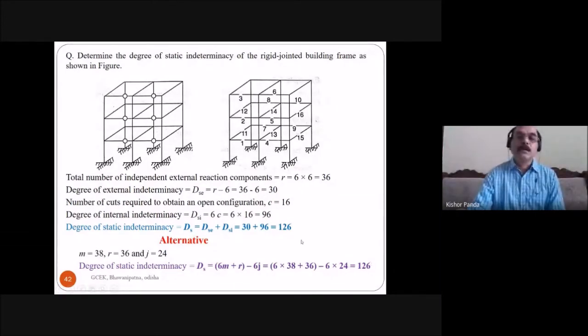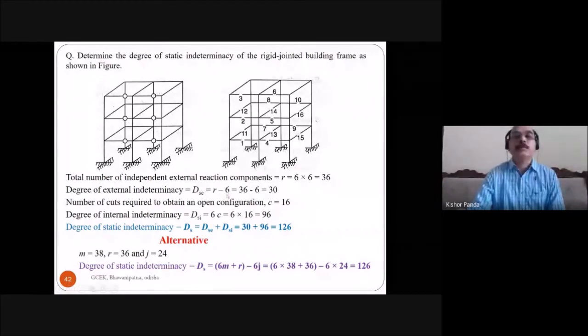This is the same answer you got here. You can find out either from this method or from this method. What is the degree of static indeterminacy of the rigid jointed space plane?